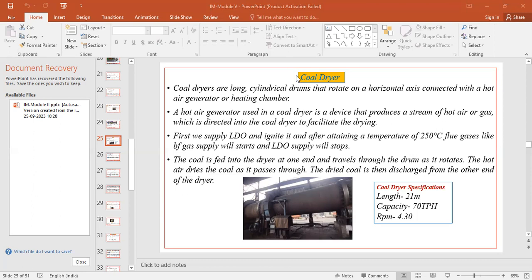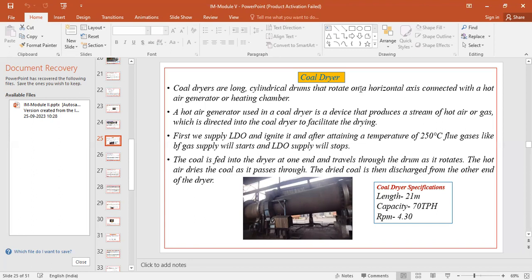So for drying purposes, we use coal dryers. Basically, they are similar to this kiln, but of different dimensions. These coal dryers are long cylindrical drums which rotate on a horizontal axis, connected with a hot air generator, also called a heating chamber. This hot air generator is a device that produces a stream of hot air or gases, which is directed into the coal dryer to facilitate drying.